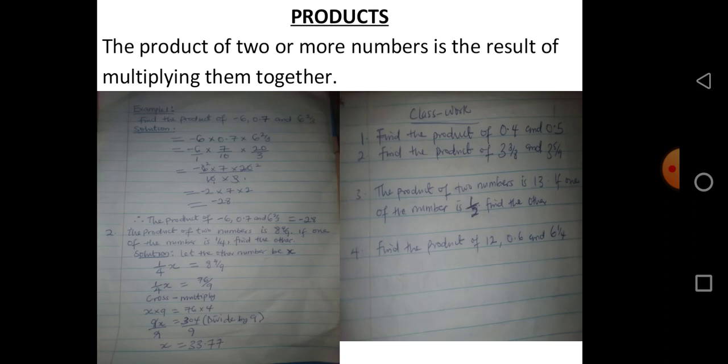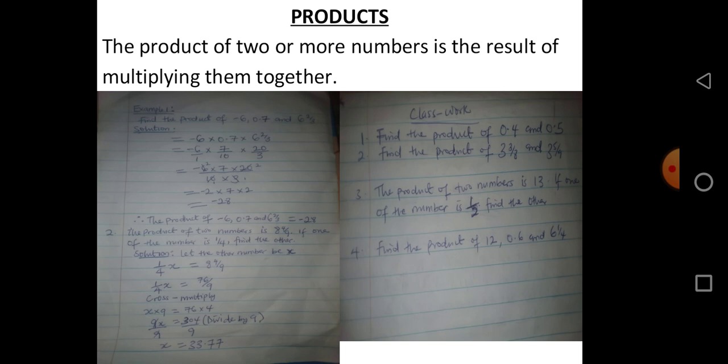Now when we say product of a number, what do we mean? The product of 2 or more numbers is the result of multiplying them together. When I have 2 numbers, when I say the product, it means multiplying those 2 numbers together. Product means multiplication. In other words, times.